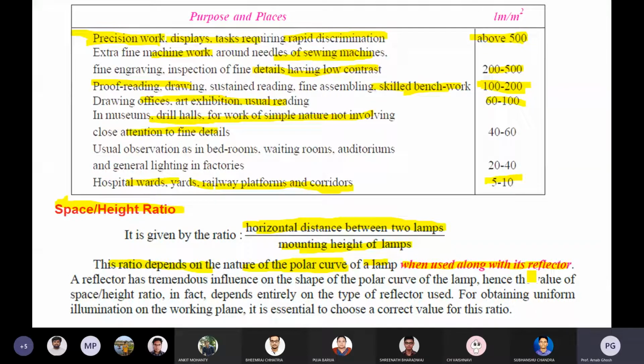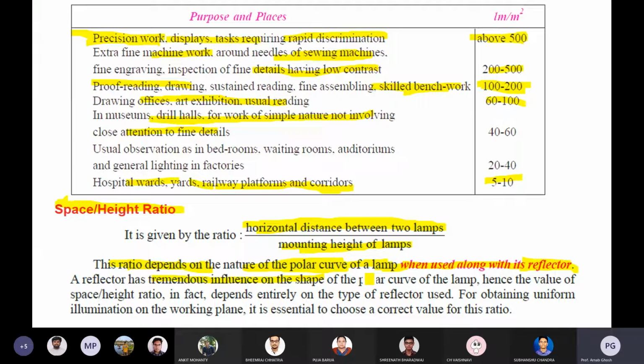Okay, so when using the reflectors. For normal lamps, the space per height ratio depends on the nature of the polar curve of a lamp, and when used along with the reflectors, based on that you can decide that value. A reflector has a tremendous influence on the shape of the polar curve of the lamps. Hence the value of the space per height ratio in fact depends entirely on the type of reflector used. Based on which type of reflector is used, you select that value.